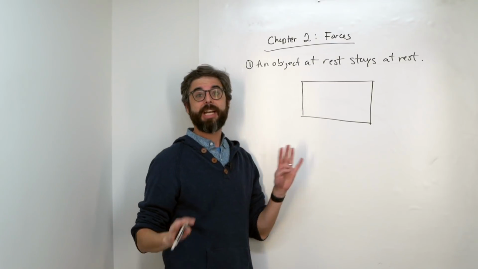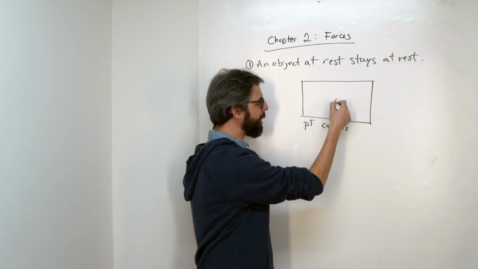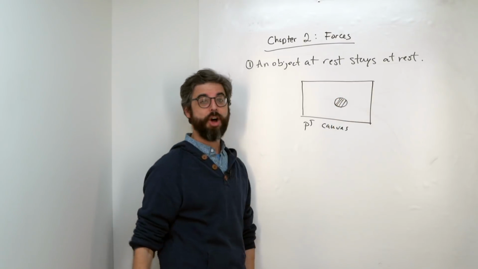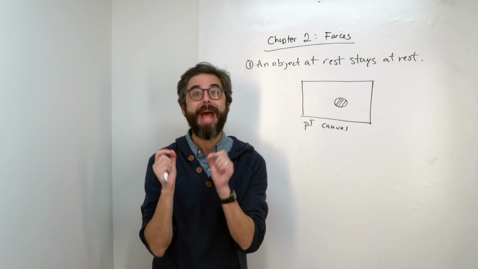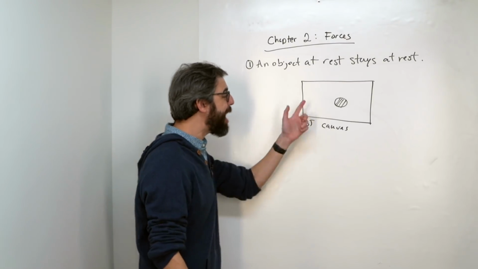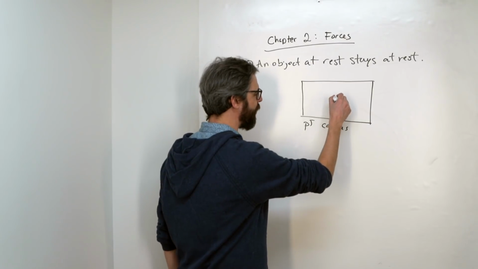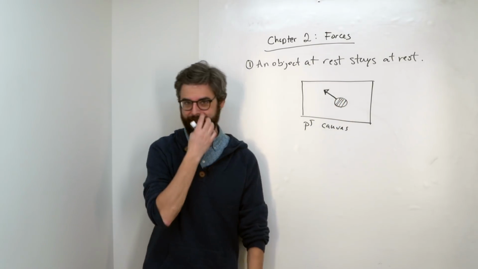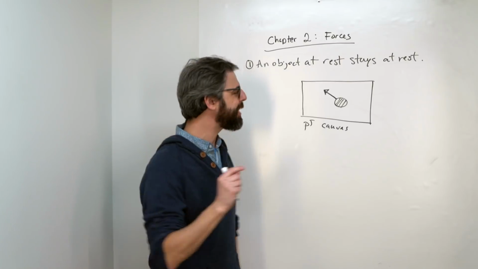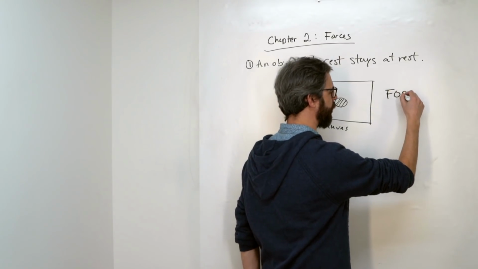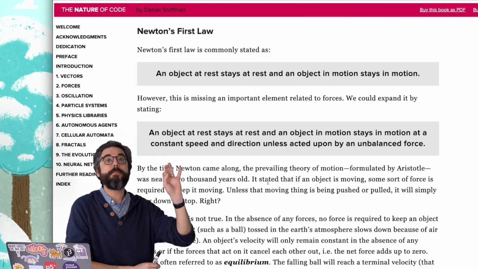Let's think about this in the context of our P5 canvas, and the object being a circle that I'm drawing on that canvas. If this circle is going to obey Newton's first law, if it's not moving, there's no reason for it to start moving. Or if it is moving at a particular velocity vector, there's no reason for that velocity vector to ever change unless acted upon by a force. The definition that I offered over here uses the term unbalanced force.